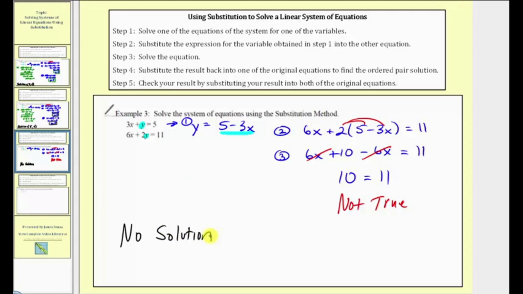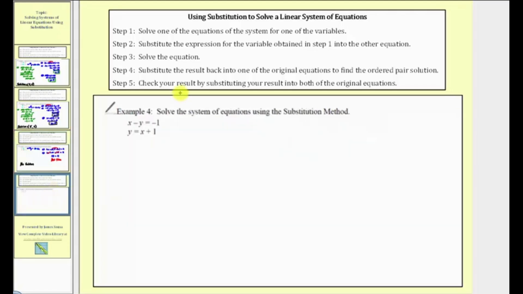So let's look at our last example, example 4. Looking at our system of equations, notice how the second equation here is already solved for y. So step 1 has already been done for us. For step 1, we already know y is equal to x plus 1. But because we're using the second equation here, we'll now substitute x plus 1 for y in the first equation. So step 2, we would have x minus the quantity x plus 1 equals negative 1.